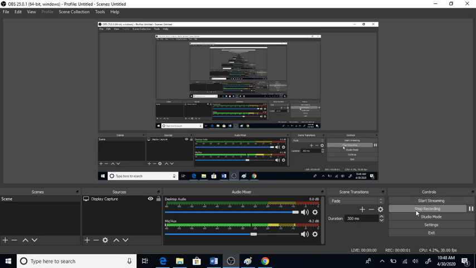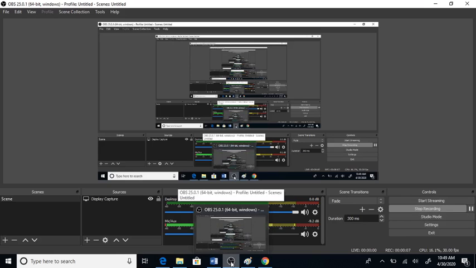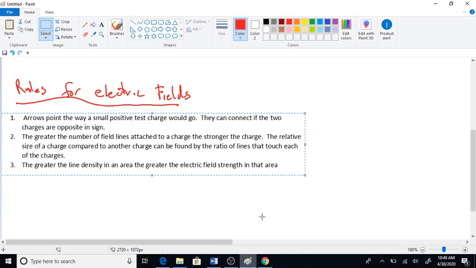Hello, physics students. We're going to talk about electric field line rules and then do problem 10. So, electric field line rules and problem 10. What we have here is arrows. First rule: all arrows will point the way a small positive test charge would go.